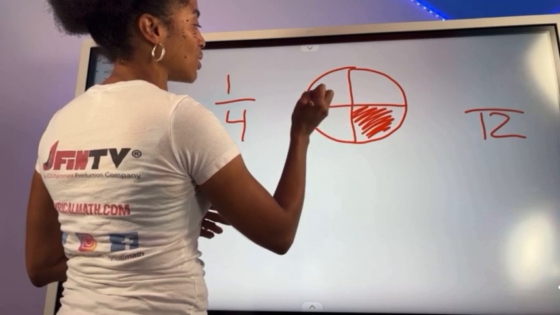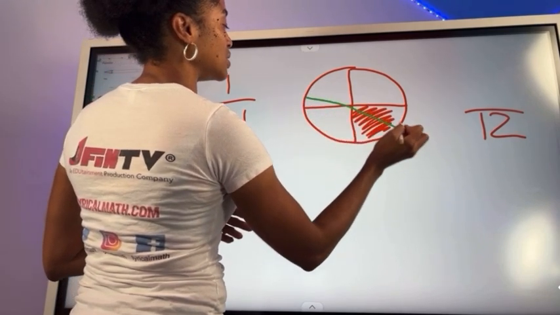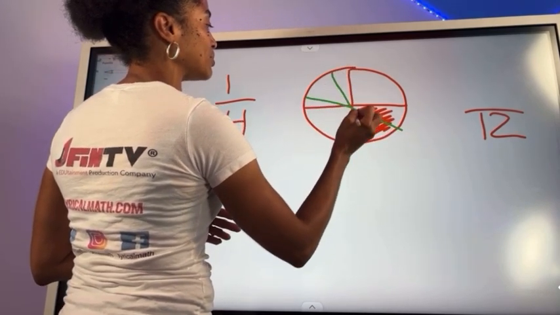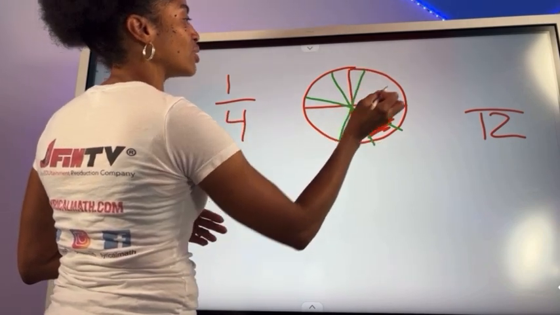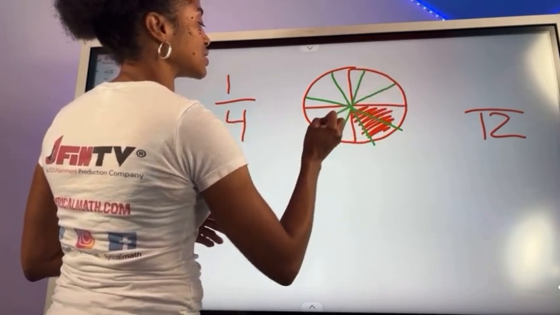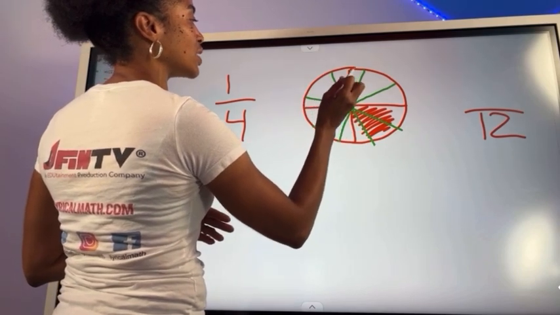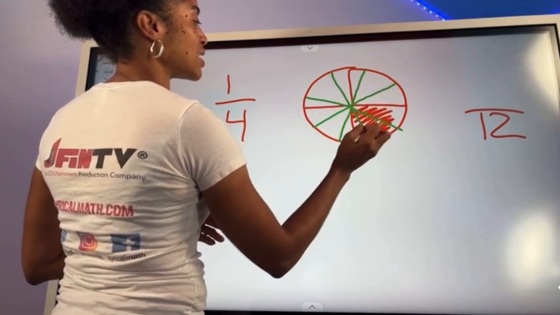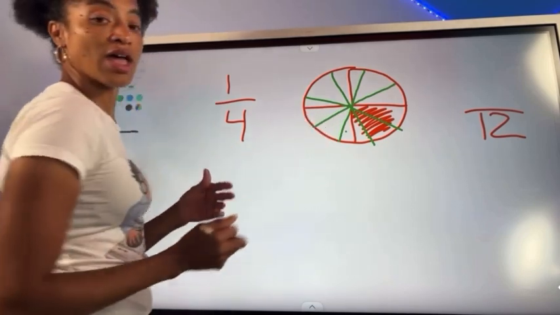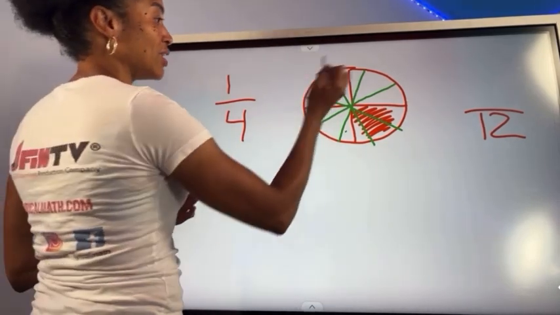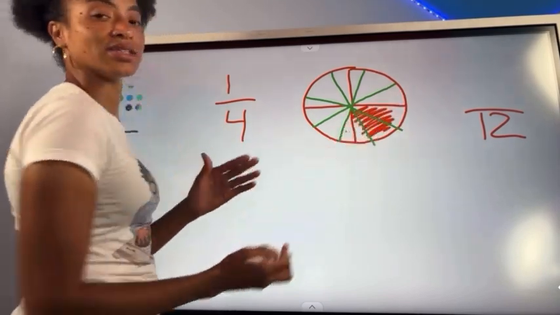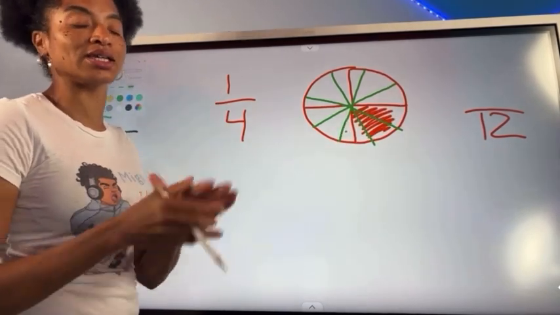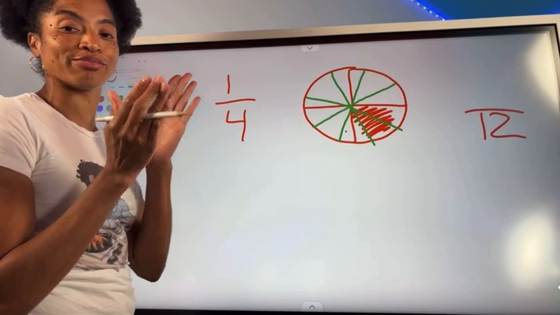Okay, so how do we do that? We want to split each of these sections up. So now instead of having 4 pieces, let's see if we can get 12. 1, 2, 3, 4, 5, 6, 7, 8, 9, 10, 11, 12. All right, so now we have this split into 12ths. So we want to make an equivalent fraction. Again, this is still the same amount of pizza. It is literally the same amount of pizza.